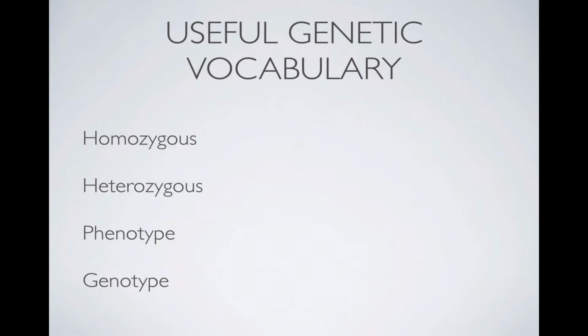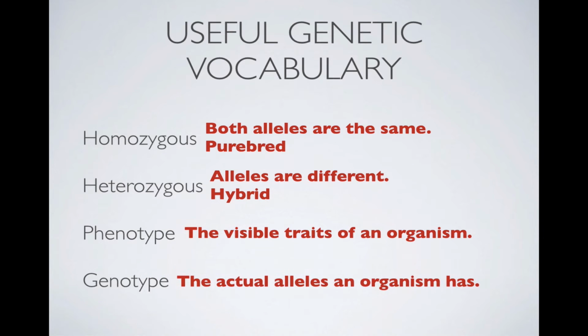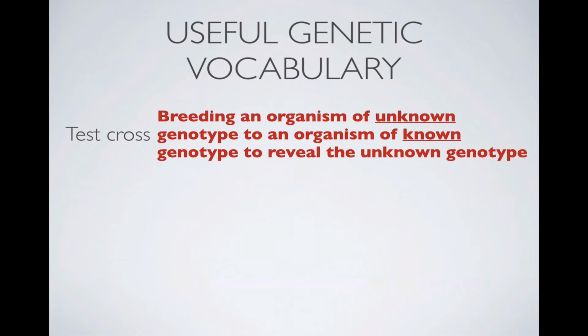Okay, some useful genetic vocabulary to know are the words homozygous, heterozygous, phenotype, and genotype. Okay, I'm pretty confident you've heard these words before. That seems to be the report I get from juniors and seniors that saw this in freshman biology. Okay, you also need to know what a test cross is. Let me show you what we're talking about here.